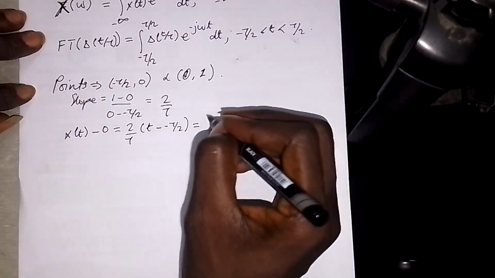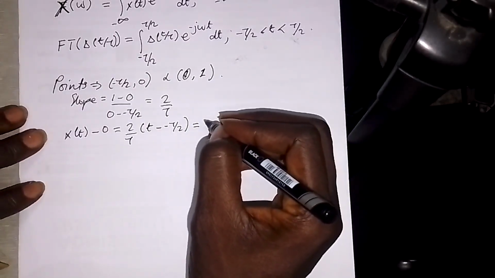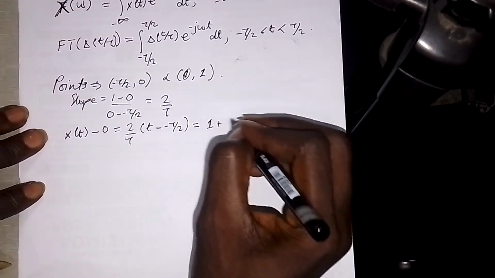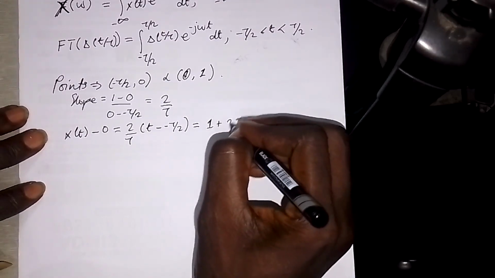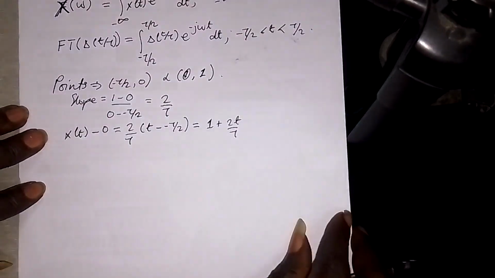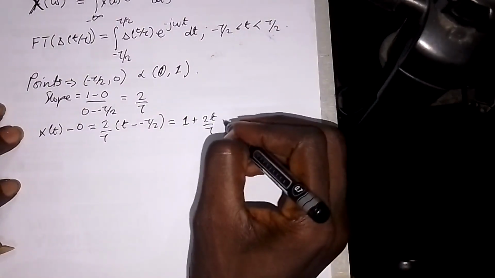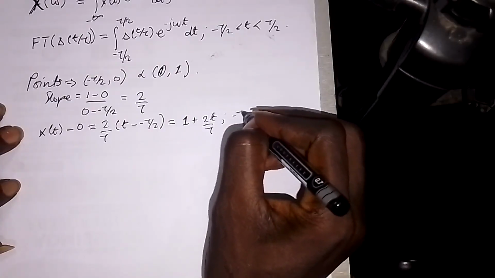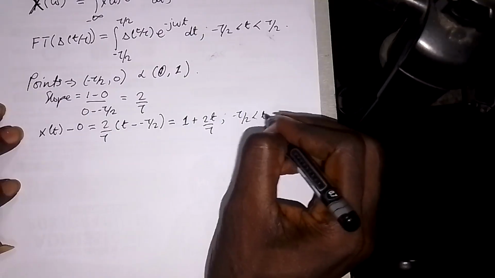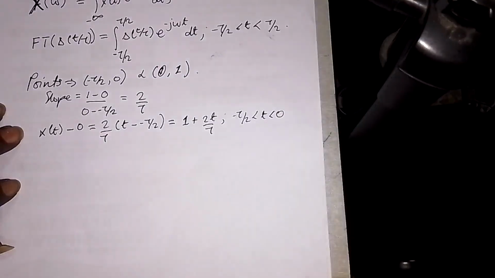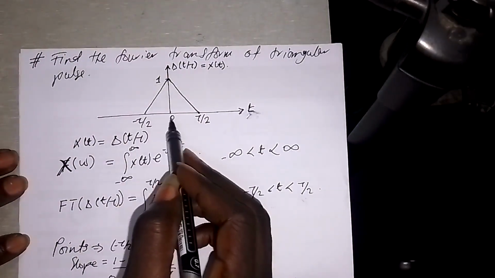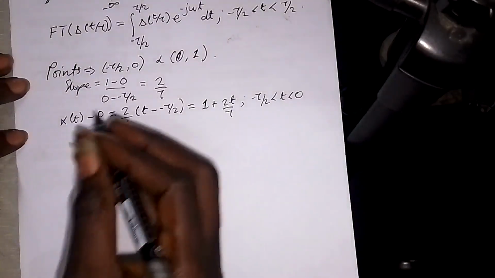Okay, and this one will give us the equation of the line, which is going to be 1 plus 2t on tau, okay. And this is going to be within the interval minus tau on 2 less than t less than 0. It's going to be within the interval minus tau on 2 to 0. Okay, all right.